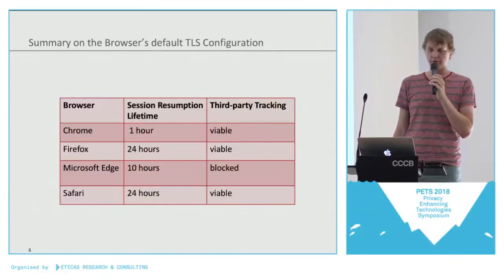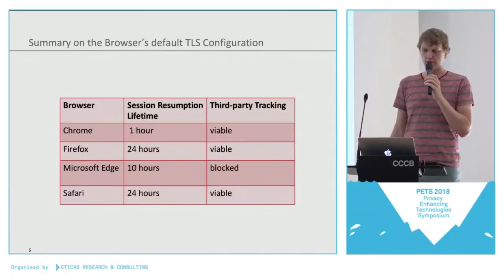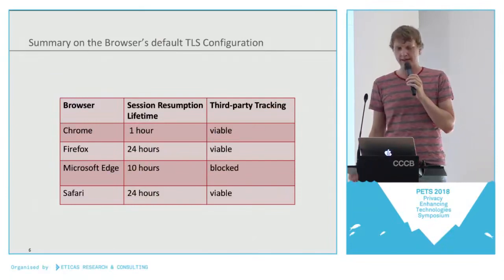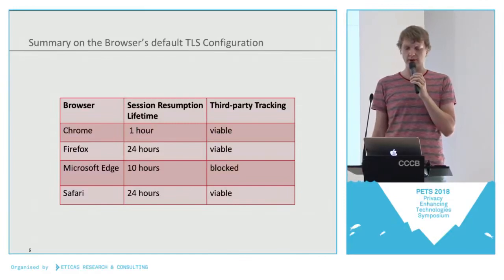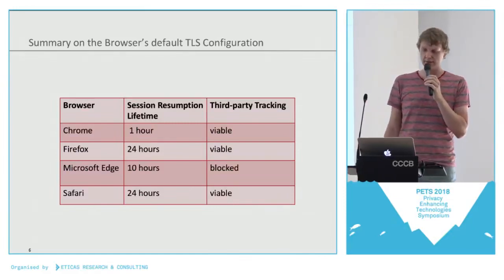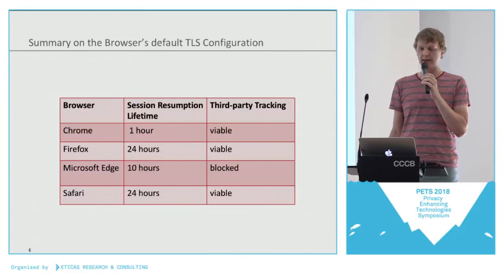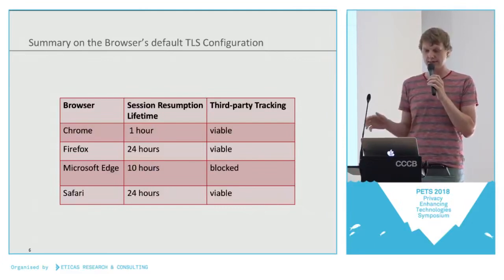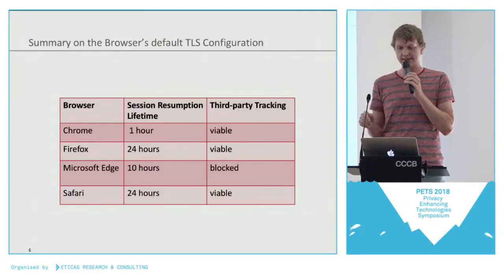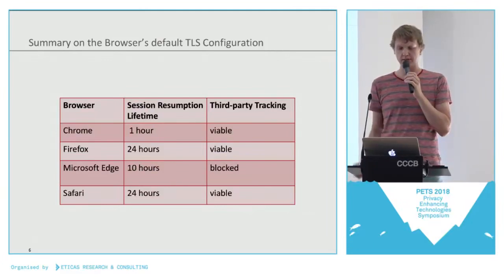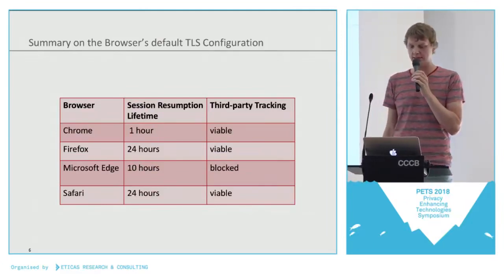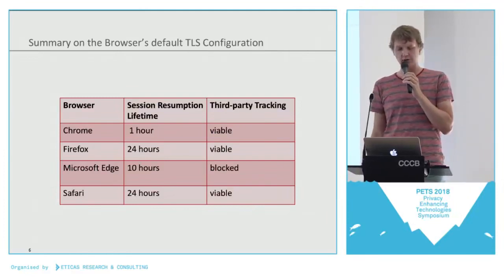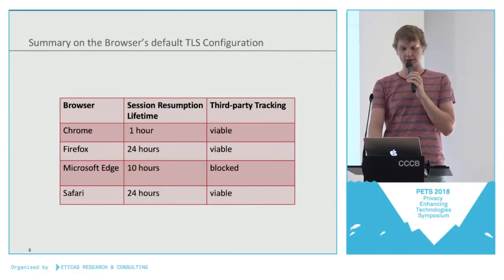Here's a summary of my results for the most popular browsers. You see that Firefox and Safari allow tracking periods of 24 hours. And you see furthermore that third-party tracking is viable across the majority of browsers. Within the evaluation of all 48 browsers, only 6 browsers did not allow third-party tracking. Thus, Microsoft Edge is a real exception in this data set, which is caused through the sandboxing mechanisms.